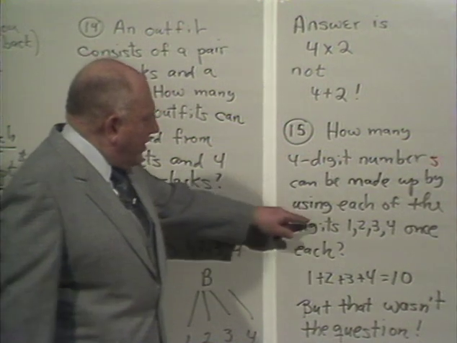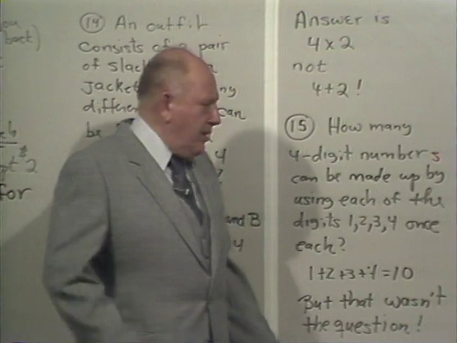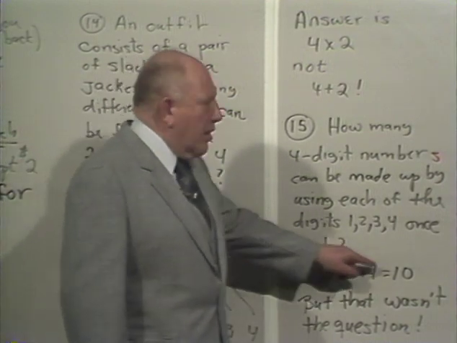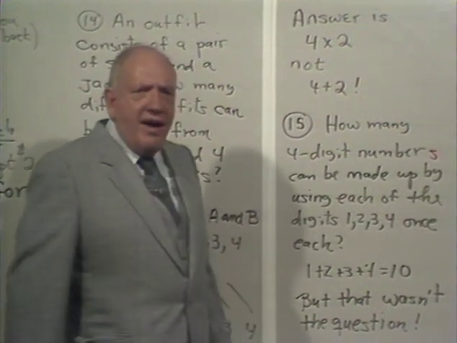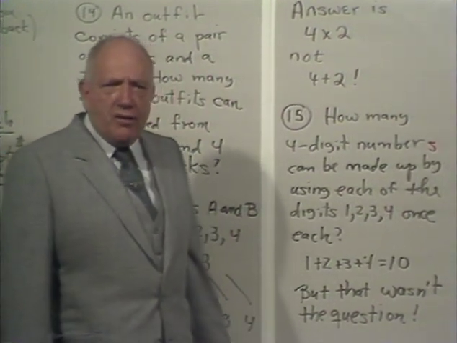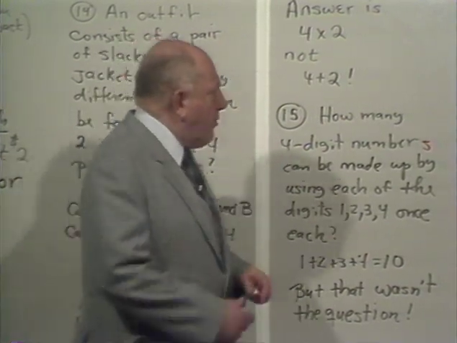Now, obviously, people can say, well, let's see, there's 1, 2, 3, 4. I'll add them up. That gives me 10. Well, 1 plus 2 plus 3 plus 4 is 10, but it's not the right answer to this problem. The question didn't say how much is 1 plus 2 plus 3 plus 4. It said how many 4-digit numbers can be formed. And let me show you how that problem works.